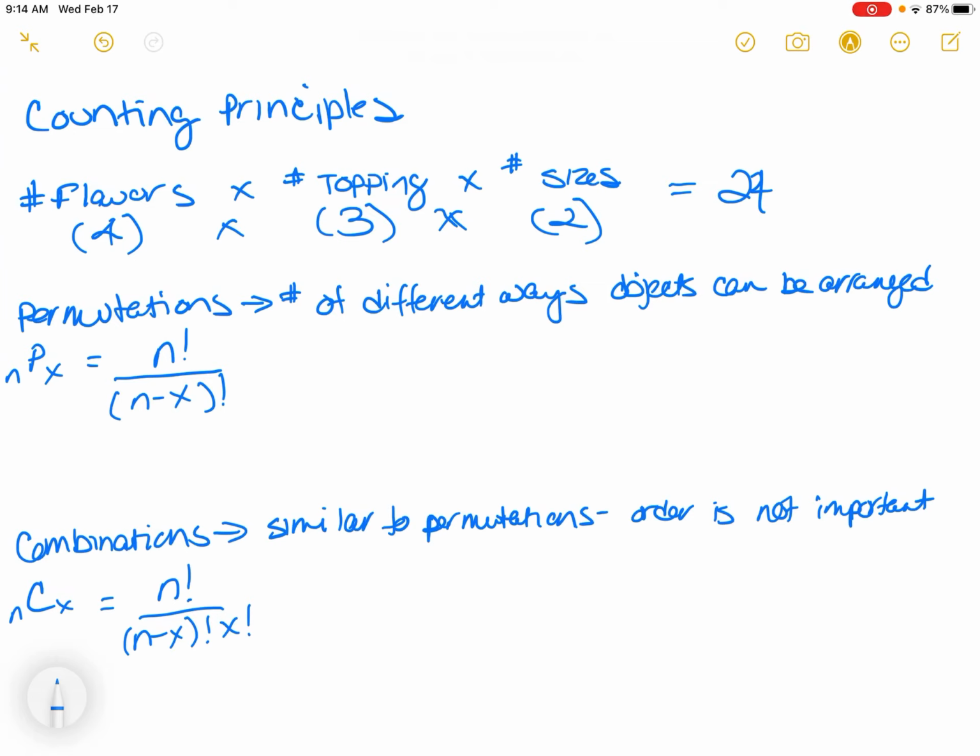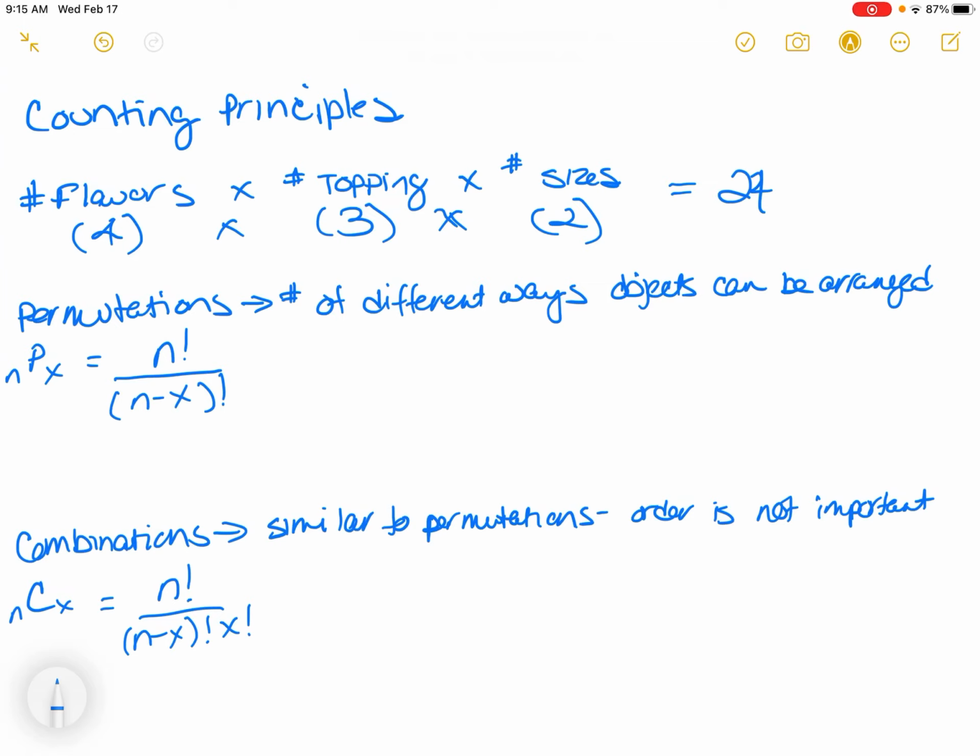So there are 2 ways we think about counting principles. One of them is permutations, which gives you the number of different ways that objects can be arranged, and then there's combinations, which is very similar to permutations, except order is not important. And so there are always going to be more permutations than combinations, because in permutations order is important.